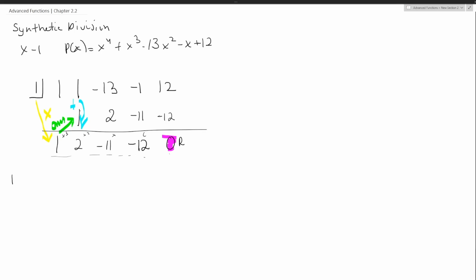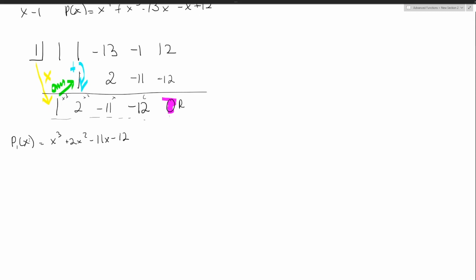So now our new p of x, or p1 of x, is equal to x to the power 3 plus 2x to the power of 2 minus 11x minus 12. Again, we need to find the x value for which p1 of x is equal to 0. We found that in the last question, and that was negative 1. So x plus 1 is a factor of p1 of x, therefore it's also a factor of p of x.